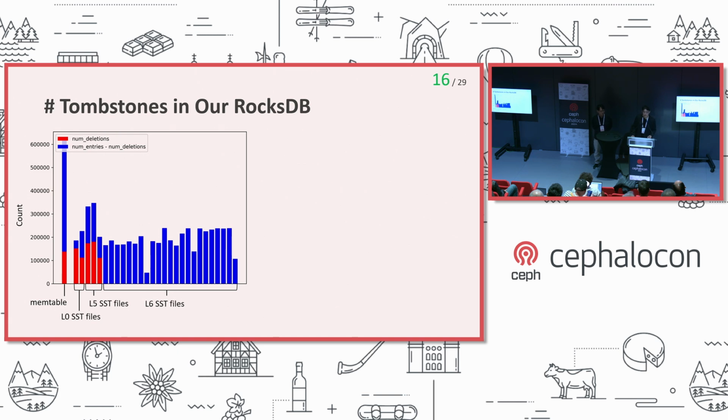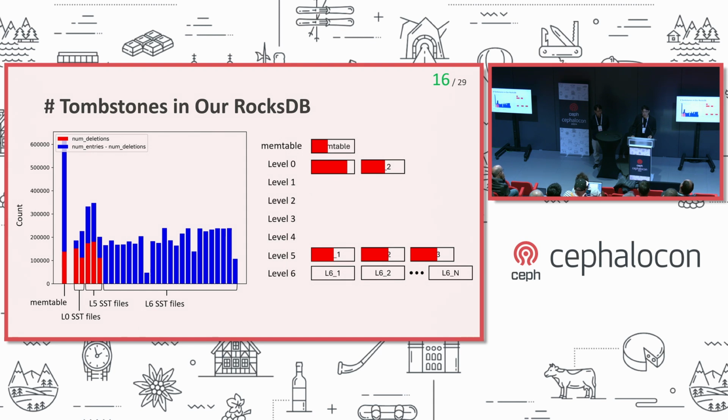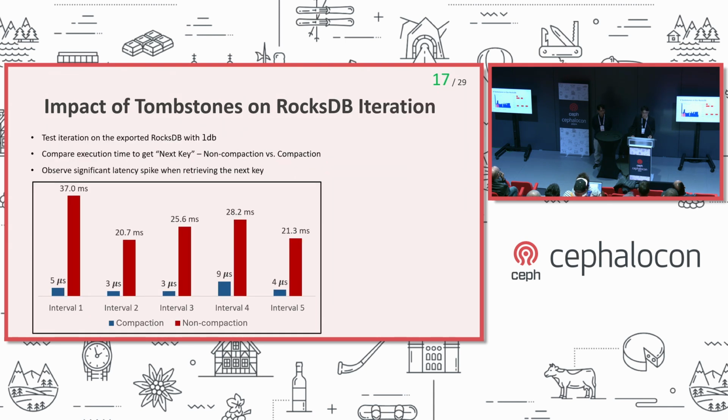In this graph, the red bars indicate deleted keys, which we call tombstones, while the blue bars represent valid keys. From this, we observe that more than 50% of the keys in SST files in level 0 and level 5 were tombstones. On the right is a simplified diagram based on the graph on the left, further illustrating the prevalence of tombstones in L0 and L5.